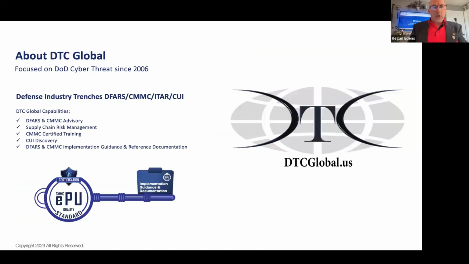A little bit about DTC Global for those of you who do not know us. This is a single purpose company. Our sole purpose is to understand these requirements. This is the only thing that we do: advise companies to navigate through requirements related to the DoD, controlled and classified information, the NIST 800-171 requirements, and of course the CMMC cybersecurity maturity model. We provide advisory, risk management and certified training, and we help people navigate the CUI discovery process.